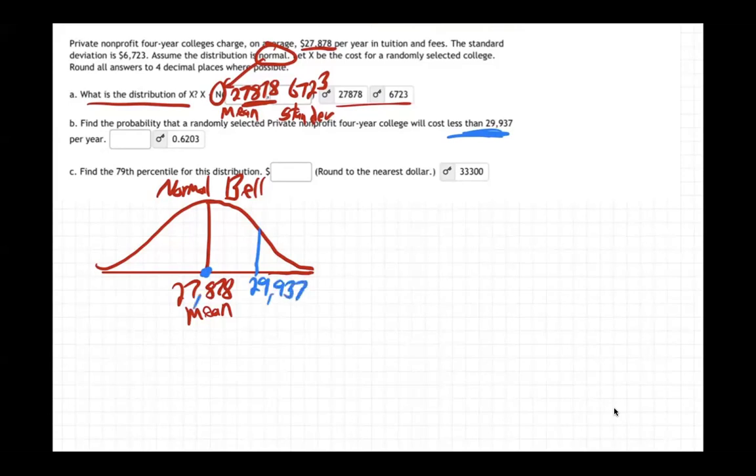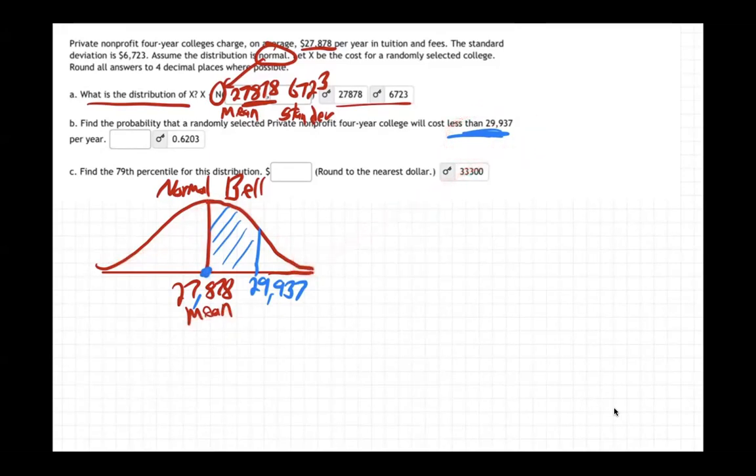29,937. This is 27,878. So I'm coming up with that, and we're trying to find this area here. Does this make sense? I just followed the instructions in the notes. It said draw the bell curve, put the middle on, that's the mean. They gave me the mean. And then put the other number on to the right or the left. Well, 29 is to the right of 27.